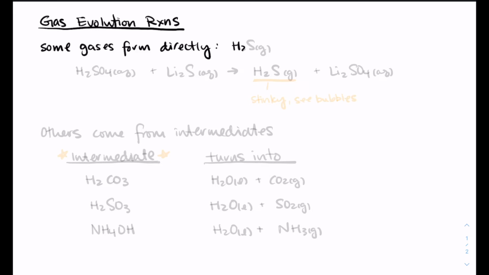So there are some gases that form directly, and hydrogen sulfide is an example of this. If you were to combine a solution of sulfuric acid and a solution of lithium sulfide, when you swap partners, the products would be hydrogen sulfide and lithium sulfate. Hydrogen sulfide is a gas, and if you were to mix these two things together in the lab, you would know that you formed a gas because you would see bubbles, and in this case, hydrogen sulfide is stinky. It's the rotten egg smell.